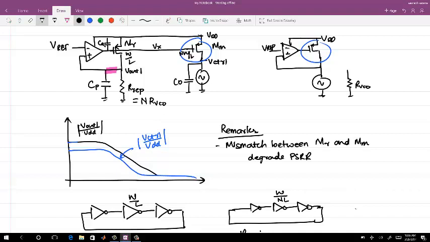No, that's not. I will not do that part. Otherwise, if the capacitor also scales by n, that means I am already using a large capacitor on my VCO.